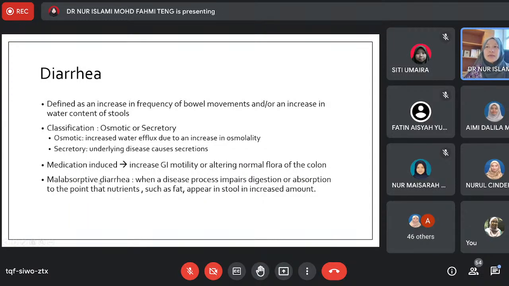Diarrhea may also occur as a side effect of medication and also antibiotics. Some medications and antibiotics may increase the GI motility or alter the normal flora of the colon. Malabsorptive diarrhea is when the disease process impairs digestion or absorption to the point that nutrients such as fat appear in the stool in increased amounts. So that is malabsorptive diarrhea.